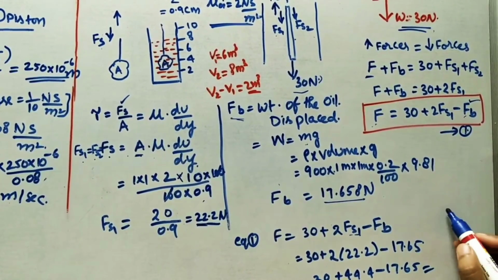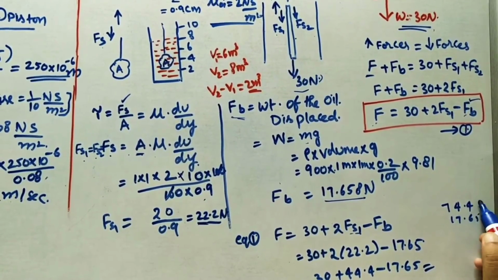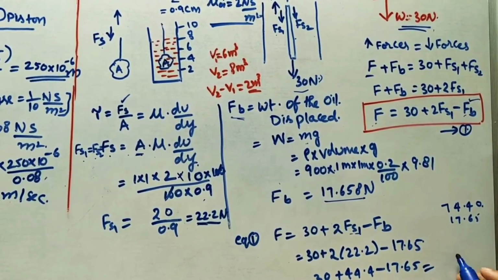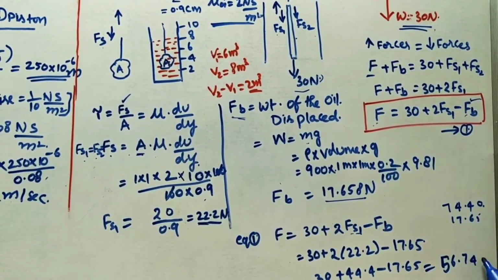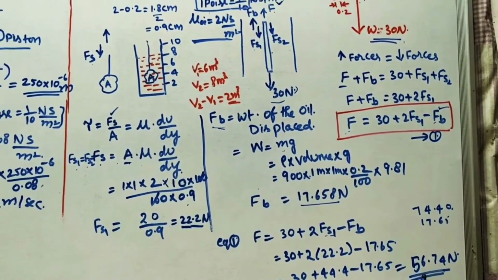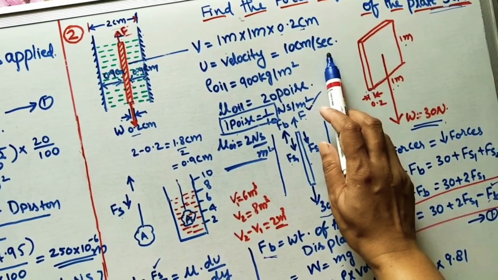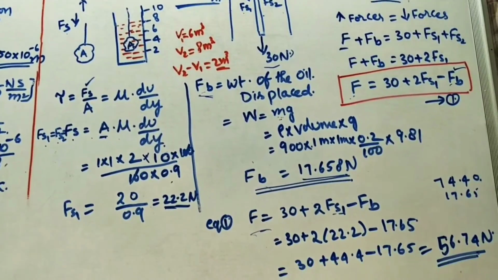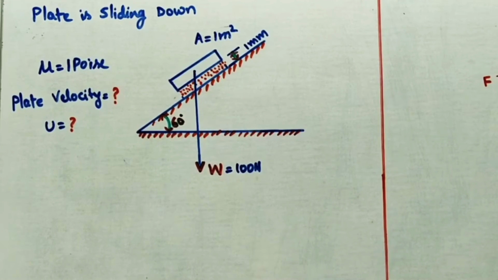74.4 minus 17.65 is approximately 56.74 newtons. So this is the lifting force for this plate in the upward direction with the velocity 10 centimeter per second. So this is the procedure of this problem. I gave the viscosity video link in the description box, please check it.